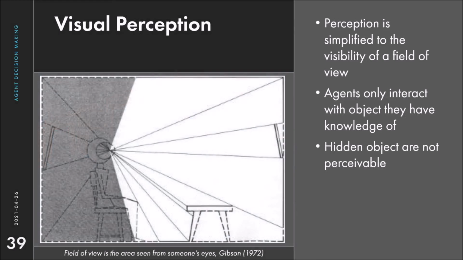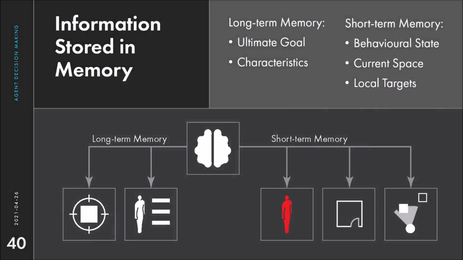Agents make decisions based on what they perceive. For the prototype, this is simplified to the area that is visible within their field of view. If an agent sees an object that they recognize, then they can engage with that object. But if the object is invisible, then they can't perceive it. Agents store this type of information in their memory. This includes long-term memory of their assigned targets and characteristics, and short-term memory of their current behavioral state, the current spaces they're in, and local targets in their field of view. Long-term memory is not expected to change over time, whereas short-term memory will change.